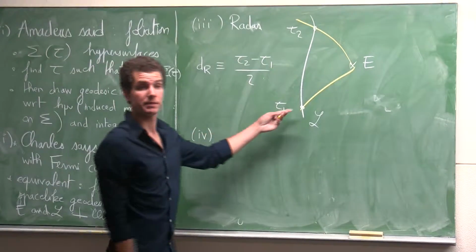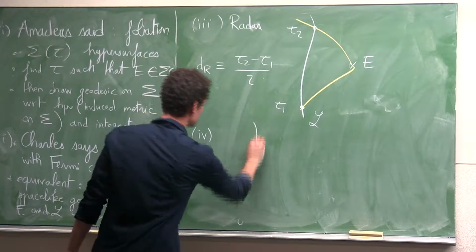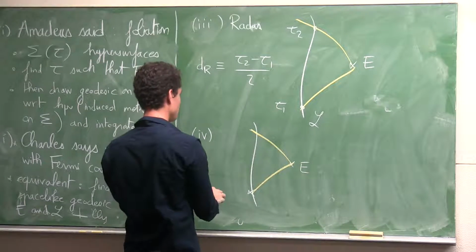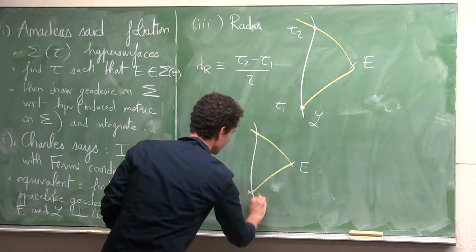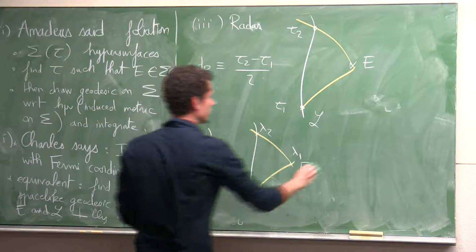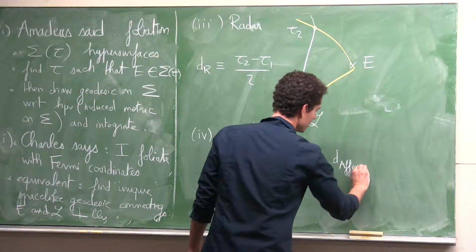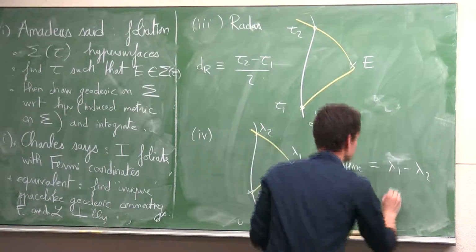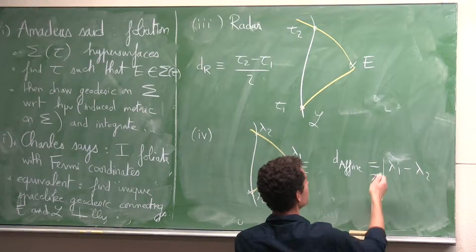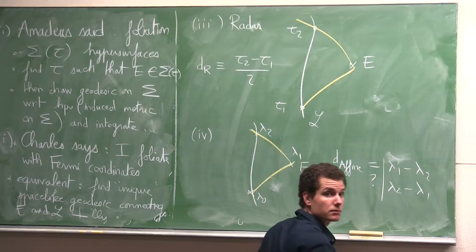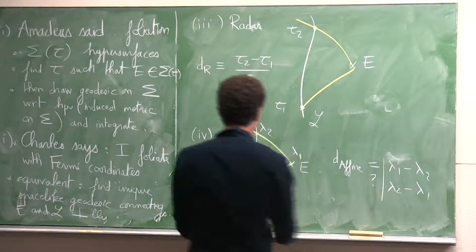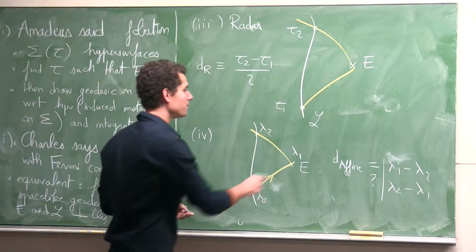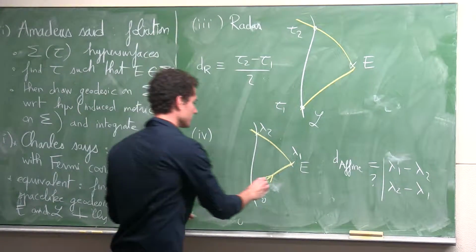Another one. I can use the affine parameter. So I could say, for example, here lambda 0, lambda 1, lambda 2, and I can define the D affine as being, for example, lambda 1 minus lambda 2, or why not? There are a few definitions possible. What is the affine parameter that is not tau? Affine parameter along what? Are we talking space-like, time-like paths? No. Yeah. So this would be the null distance. All right. So I have lambda.